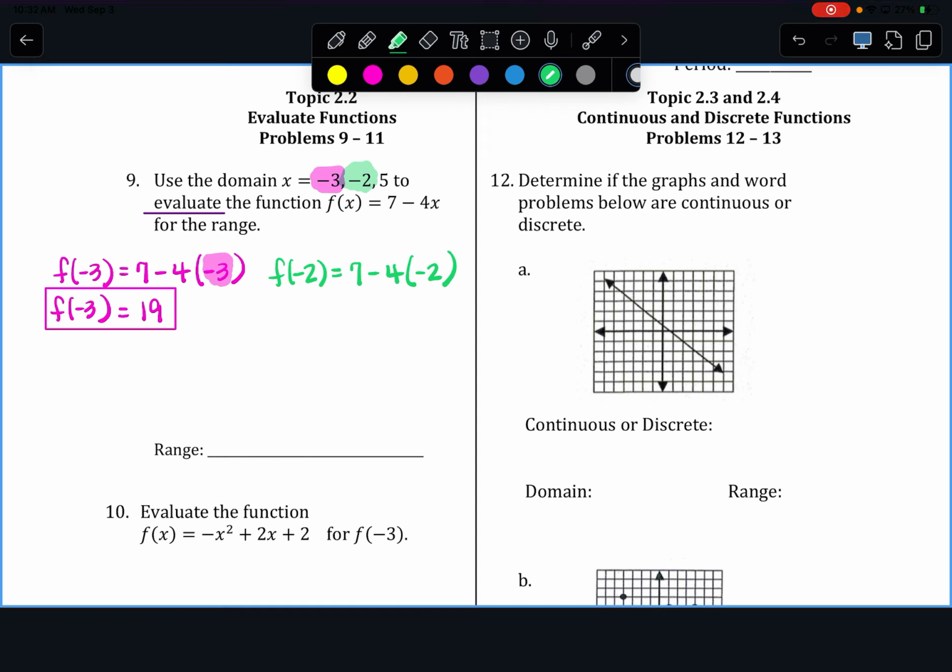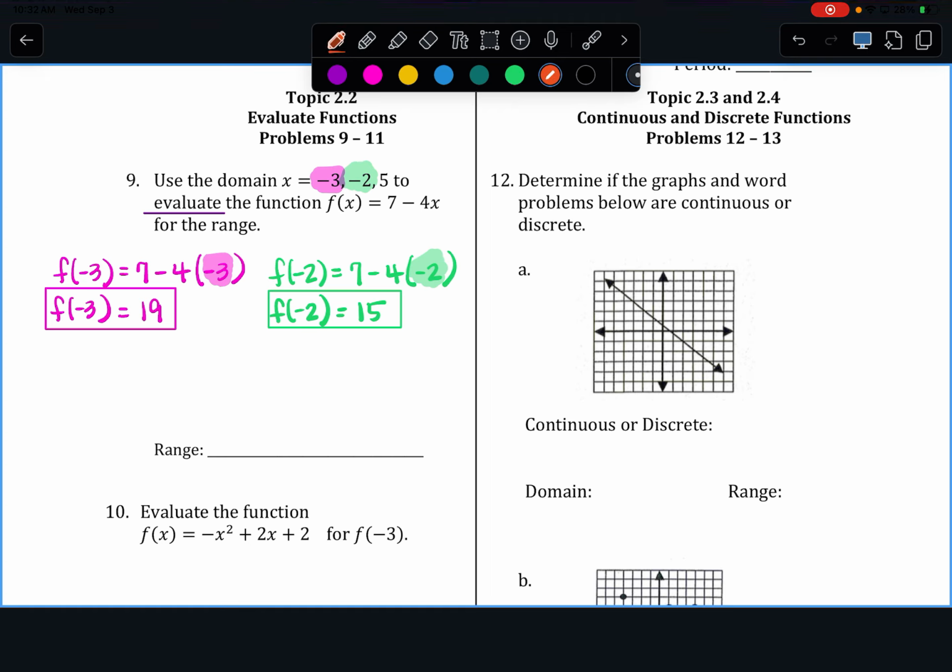All right, so here's my -2 that I substituted in. So now f of -2, again, I'm not doing anything with this stuff. That's just a fancy y. That does not mean f times -2 or anything like that. It's just a fancy way of writing y equals. What's that going to give us? 7 plus 8, so 15. So when we put in a -2, we get out a 15.